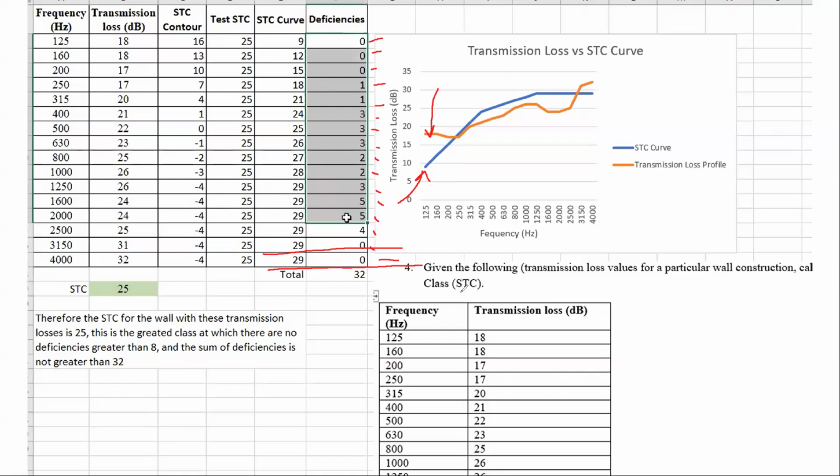So number 1, bullet point, passed. Number 2, it's exactly 32. So it should not be more than 32. So this one receives the STC of 25. Does it make sense?